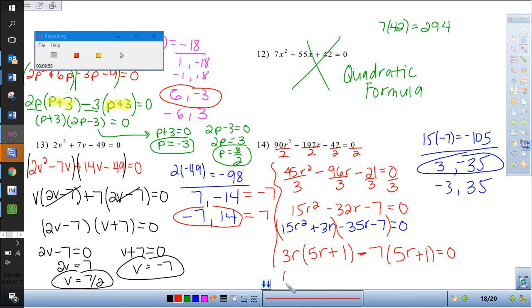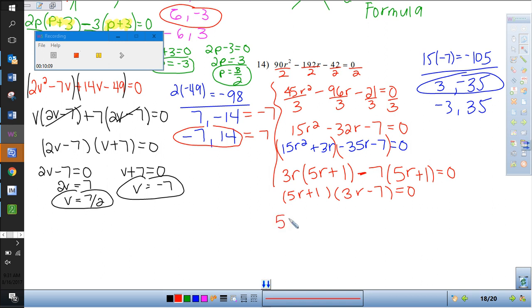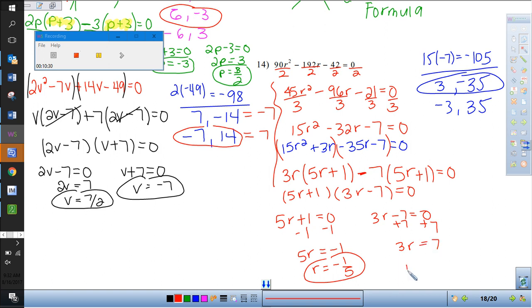Okay, so common factors. I bring 5r plus 1. And I'm left with 3r subtract 7. I'm going to set each factor equal to 0. And I'm going to solve for r. 5r equals -1. r equals -1/5. Add 7. 3r equals 7. r equals 7/3. And that's it for factoring for now.